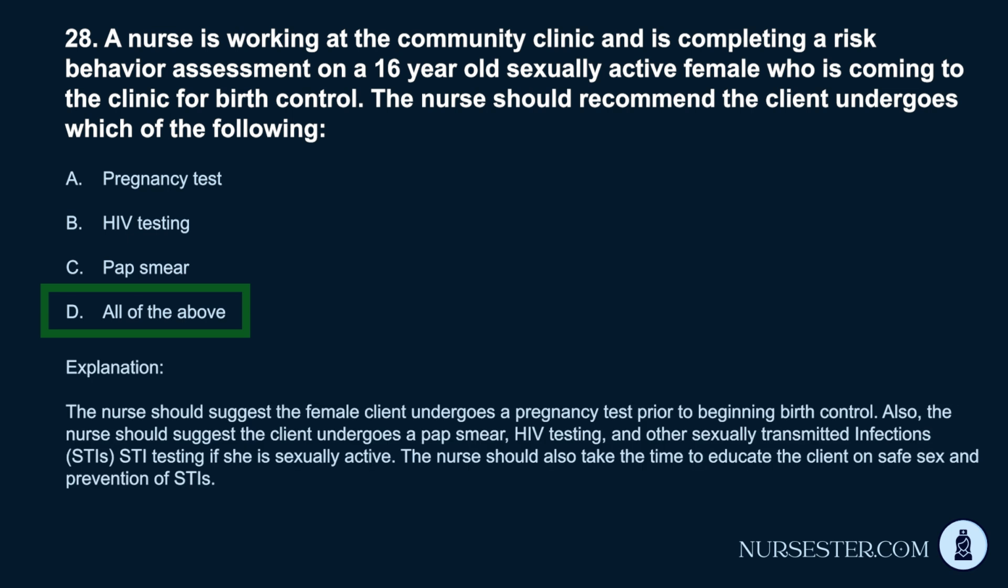The nurse should suggest the female client undergoes a pregnancy test prior to beginning birth control. Also, the nurse should suggest the client undergoes a Pap smear, HIV testing, and other sexually transmitted infections, STI testing if she is sexually active. The nurse should also take the time to educate the client on safe sex and prevention of STIs.